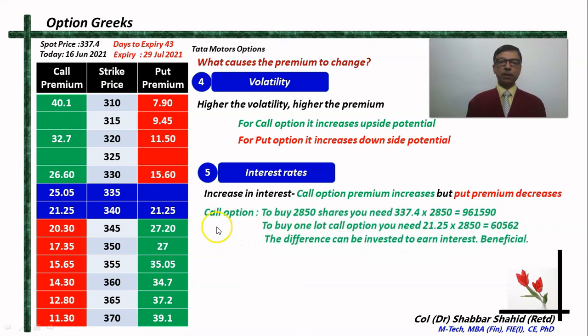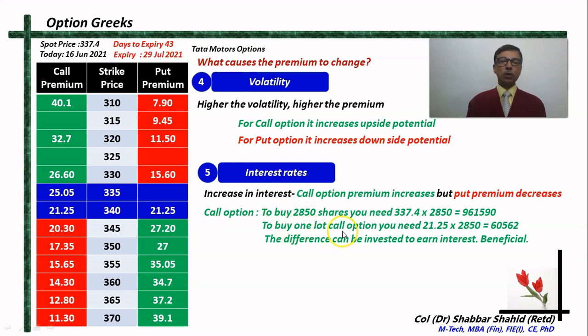Say for example, in case of a call option, why does a person buy a call option? He wants to buy at a lower price and then sell at a higher price. That is it. So if you buy, say for example, 2850 shares, that is because the lot size is 2850, you need this much money, 961,590, if you actually buy the shares of the company Tata Motors.